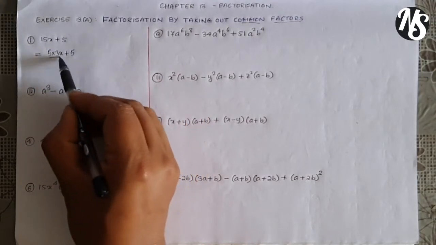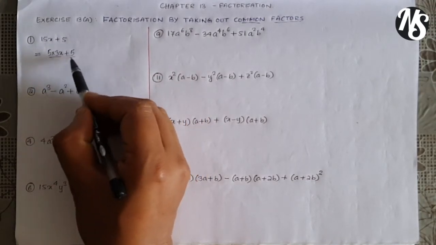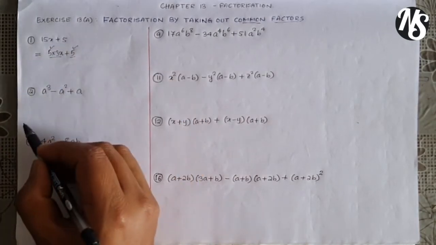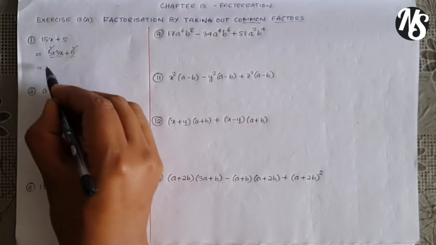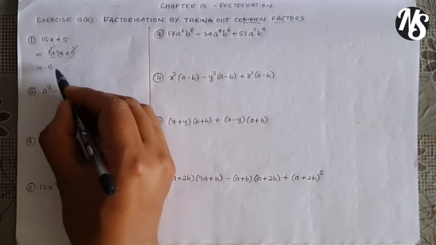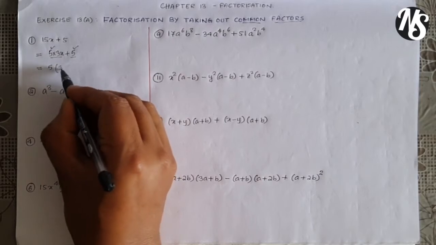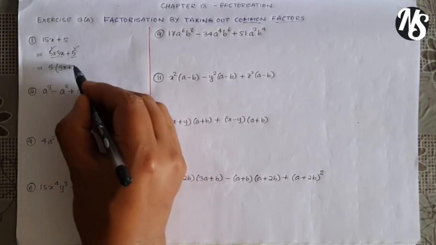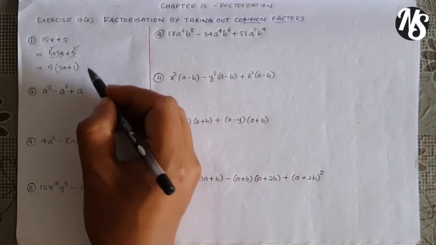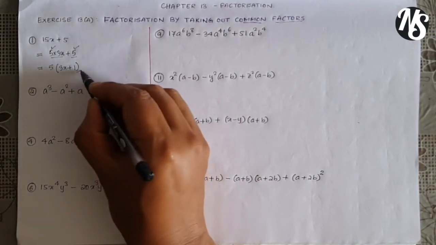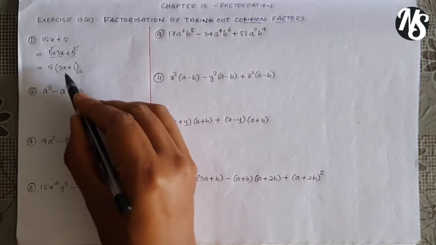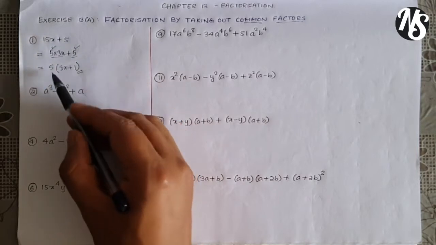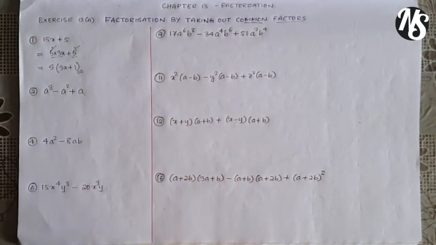Now, in the first term and second term, which factor is the same? Yes, 5. So your answer turns out to be: take out 5 outside. From the first term only 3x is left. Since 5 is gone, you have a plus sign, and only 1 will be left. So your first answer will be 5 into 3x plus 1. This is the factorization by taking out 5 as the common factor.